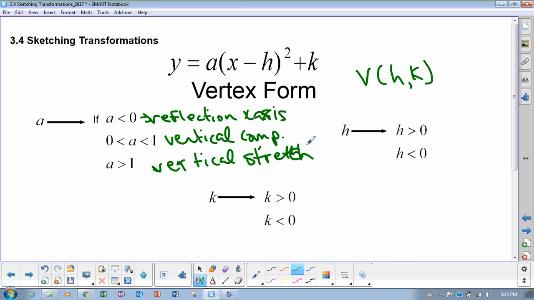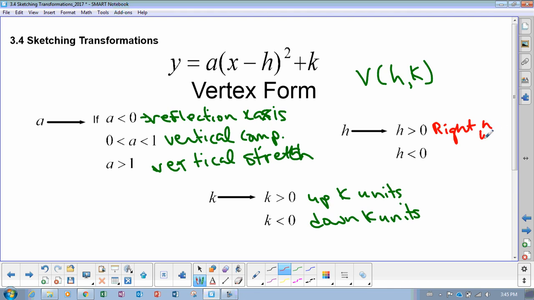That looks bad, but it means stretch. Okay, now the k, so the number on the end, that is going to tell us if it's moving up or down. So when it's greater than 0, we are going up k units. And if it's less than 0, we're going to go down k units. So what you see with that transformation is what you get. If it's positive, we're going up. If it's negative, we're going to be going down. Now, if h is greater than 0, that means we are moving right h units. And if it's less than 0, we are moving left h units.